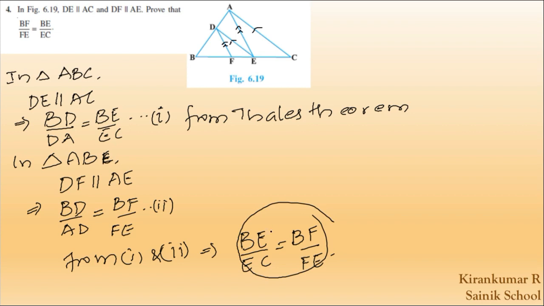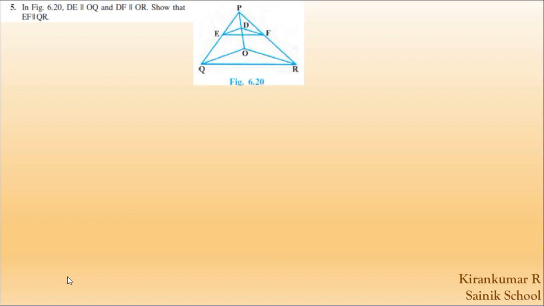Hence we have proved it. BF upon FE equal to BE upon EC. Question number 5. In figure 6.2, DE is parallel to OQ, DF is parallel to OR. Show that EF is parallel to QR.